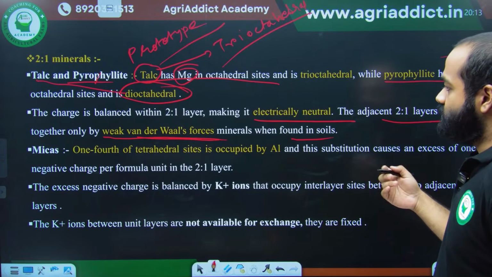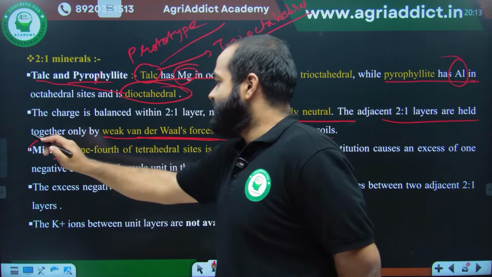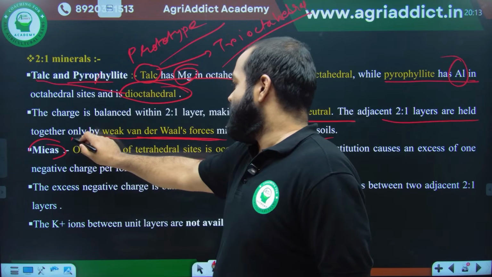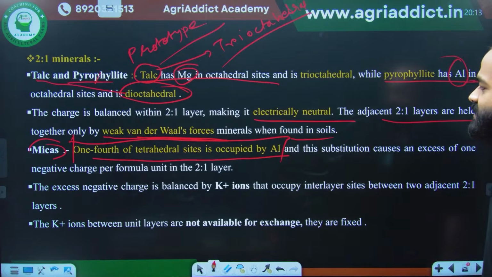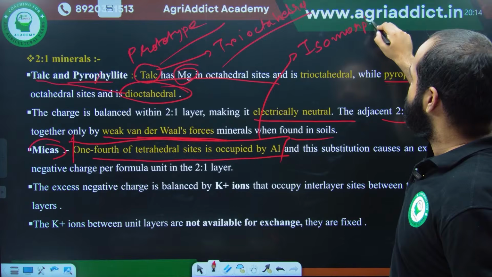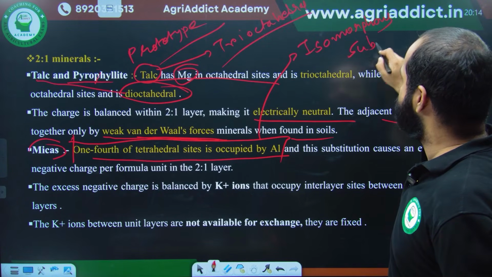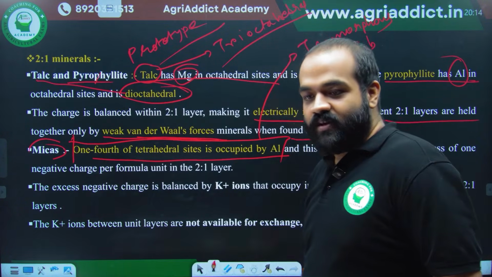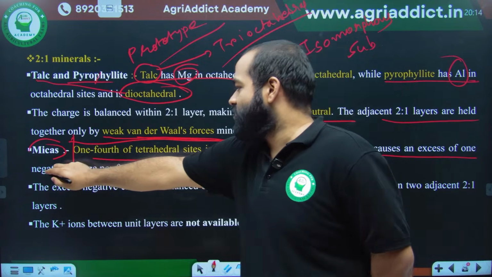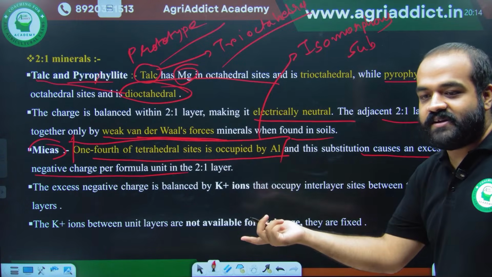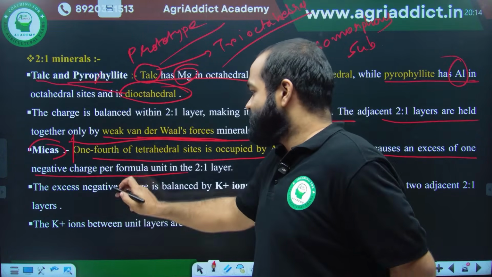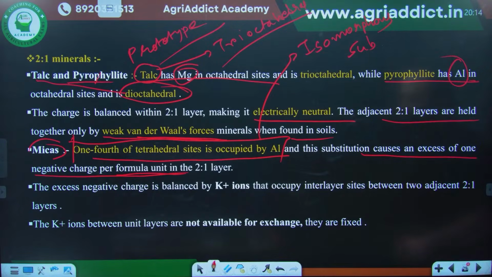So now coming to micas. In the case of mica, 1/4 of the tetrahedral sites are occupied by Al. Remember this: 1/4 of the tetrahedral sites are occupied by Al. This is also a case of isomorphous substitution. Where silicon should have been, aluminium is coming. And this substitution causes an excess of 1 negative charge per formula. Right: 1/4 of the tetrahedral sites are filled with an ion which has 1 less positive charge, so it results in 1 negative charge per formula unit.